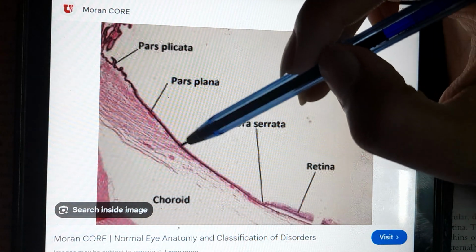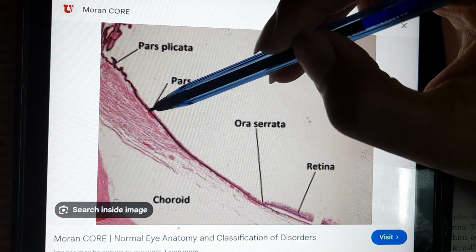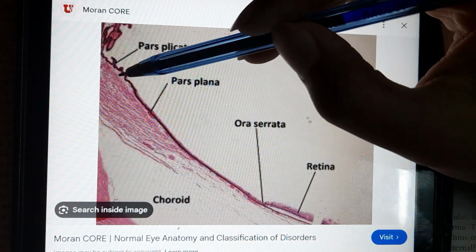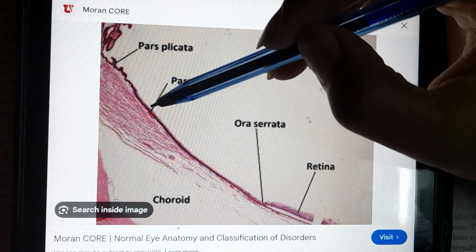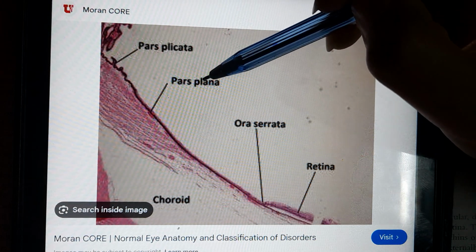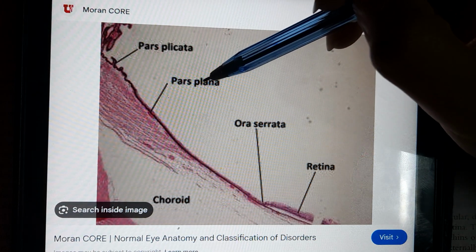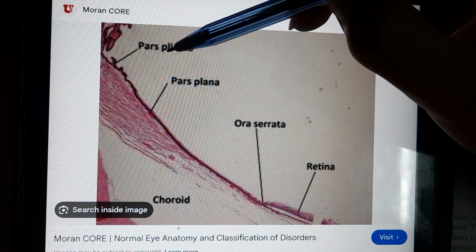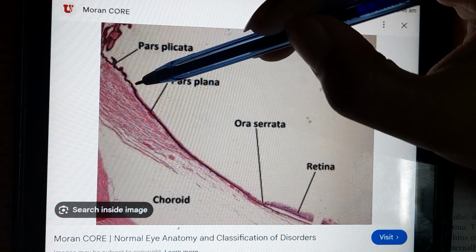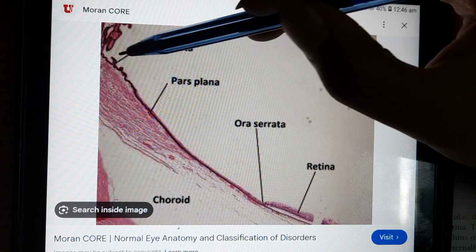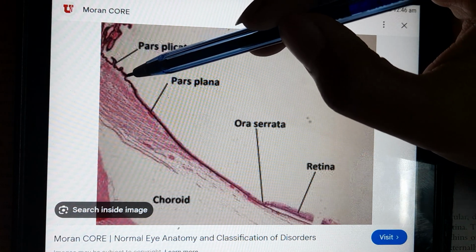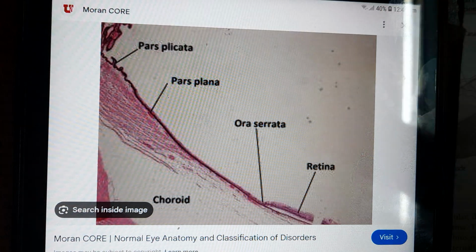Now the ciliary body has two parts: the posterior 2/3 and the anterior 1/3. This posterior 2/3 is the pars plana. It is a very much pigmented layer, whereas the pars plicata, the anterior 1/3, is very pale and has 70 to 80 ciliary processes radiating from it.